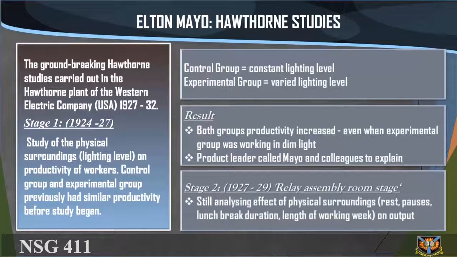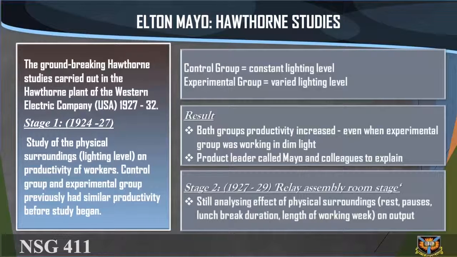Elton Mayo, Hawthorne studies. The groundbreaking Hawthorne studies were carried out in the Hawthorne plant of the Western Electric Company, USA, 1927 to 1932. Stage 1, 1924 to 1927. Study of the physical surroundings, lighting level, on productivity of workers. Control group and experimental group previously had similar productivity before the study began.